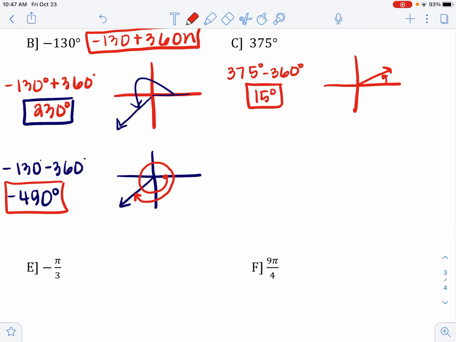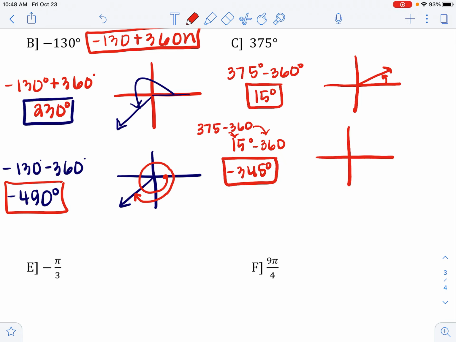Now I need a negative angle. If I do 375 minus 360, I'm still positive. So I'm going to do 15, because that's still coterminal, minus 360. Or I could have done minus 360 twice, 2 times 360, which is 720, from 375. If you didn't get what I just said, this is 375 minus 360, and then minus 360 again, which is negative 345 degrees.